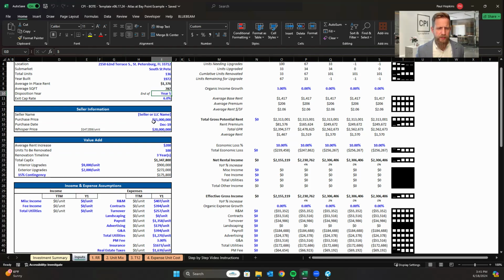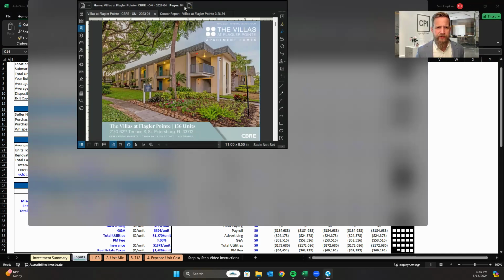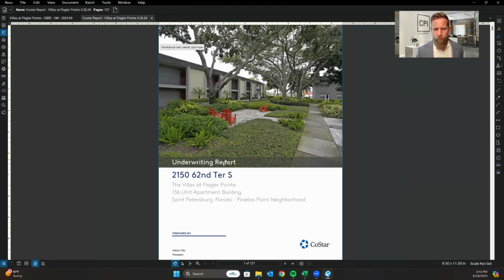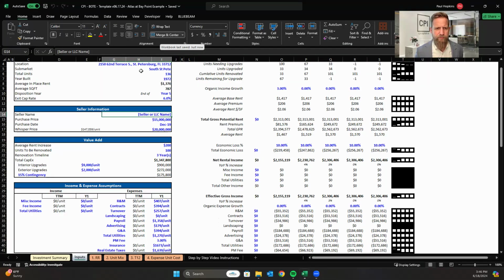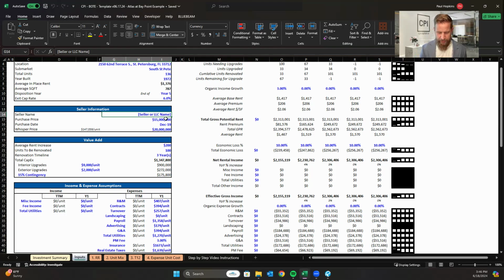Okay, seller information. So the seller information, you could usually get this off of a CoStar report. So here's an example of the CoStar report for Villas at Flagler Point. And so right here, Mainline Investment Partners purchased this in June 2016 for $7.7 million. All right, 7.75. So we could go ahead and say Mainline Investments. They bought it for 7.75.